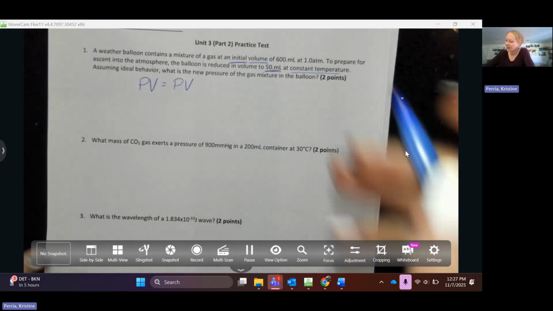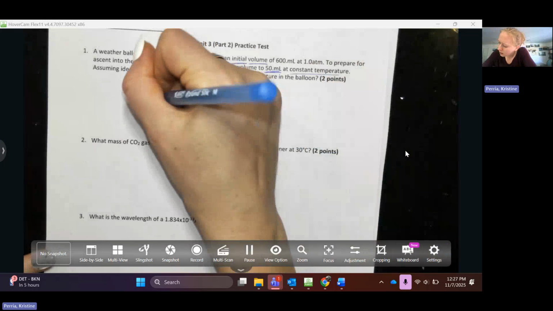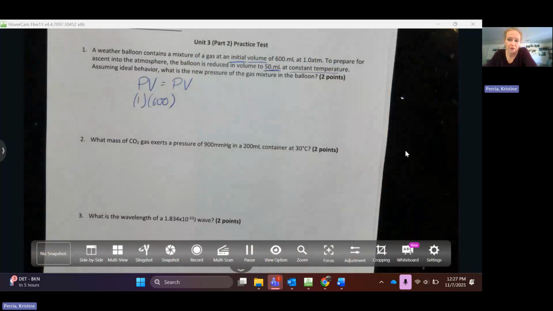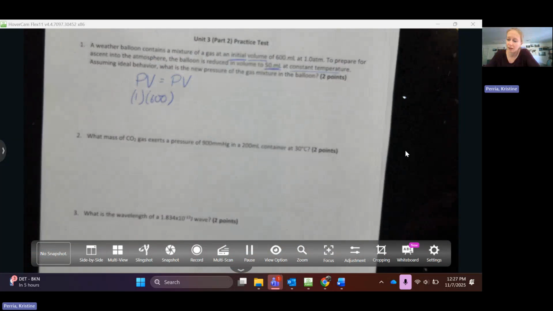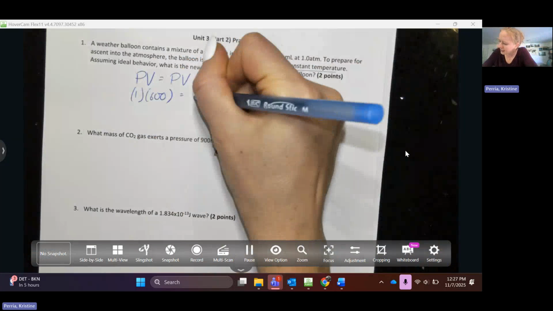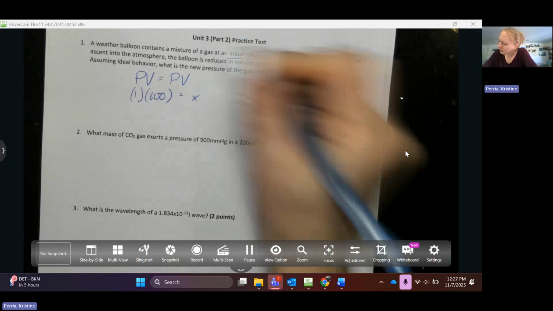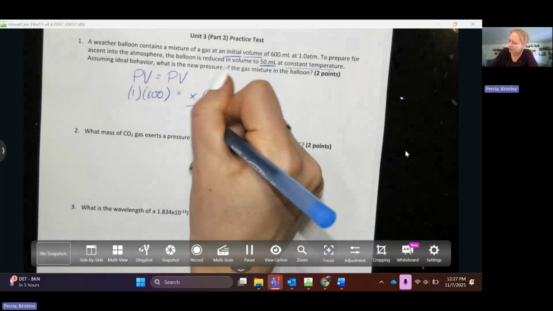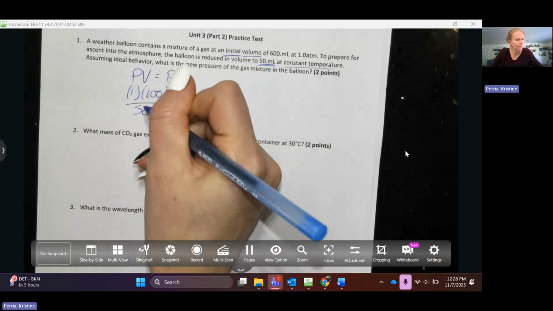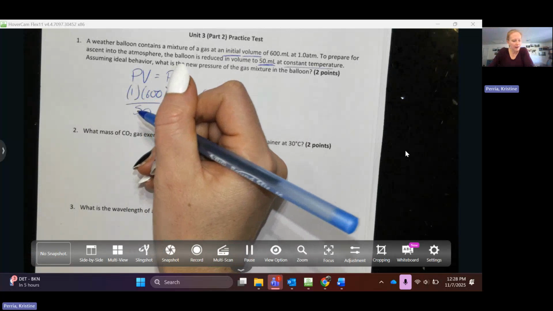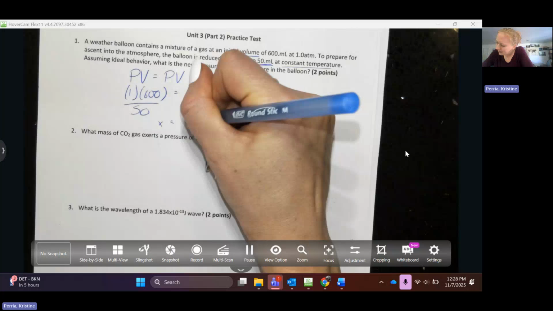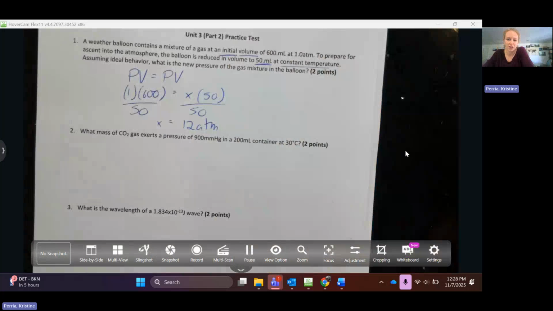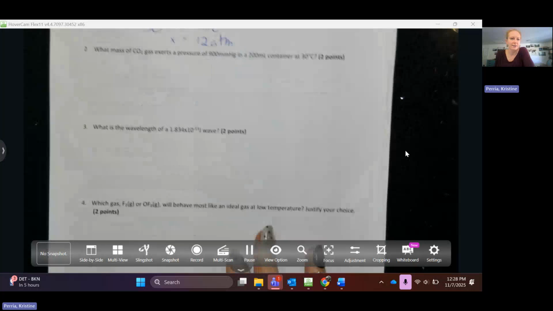It doesn't change. Okay. So the initial pressure is 1. The initial volume is 600. You do not need to convert those into liters because it's going to be milliliters on both sides. And that's going to equal X, the pressure that you are solving for, multiplied by 50. So we're going to divide each side by 50. If you do that, you should get 12. And the units for that are going to be atmospheres. Let's move on to number 2.